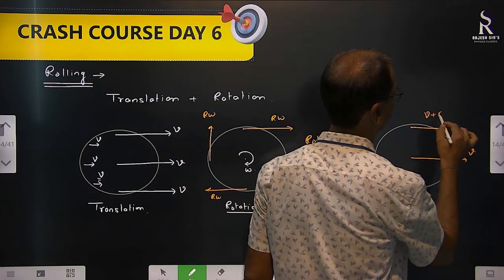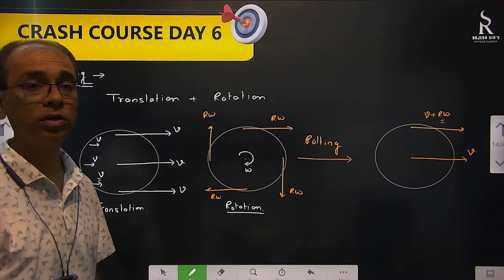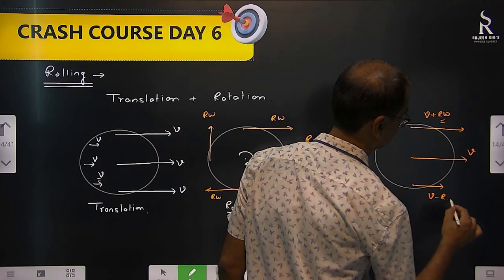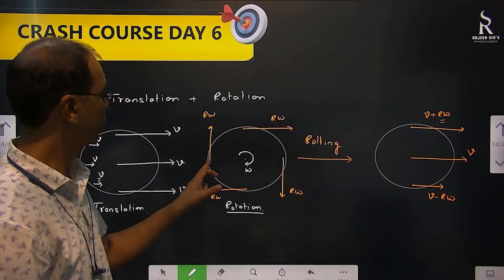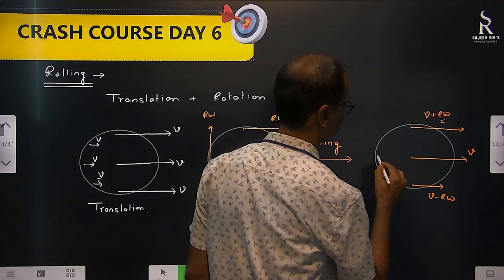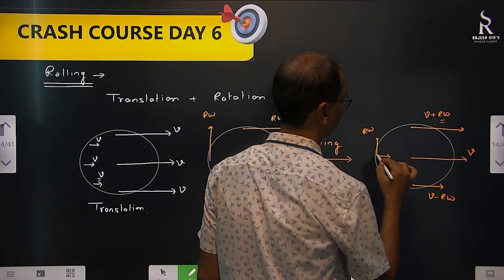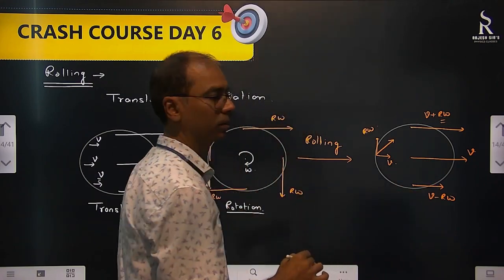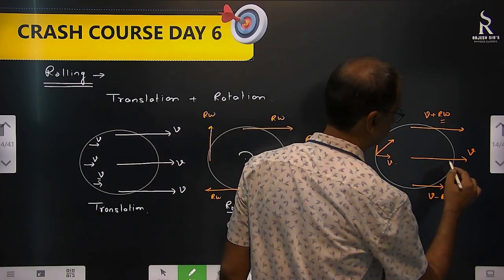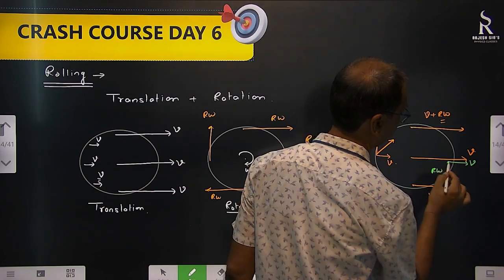Topmost point velocity V plus R omega. Bottom, this is V, this is R omega. So bottom point V minus R omega. This point, V in this direction, R omega is in upward direction. That means the resultant direction of this point is like this. For this point, V is in this way, R omega downwards, so it will be going like this.